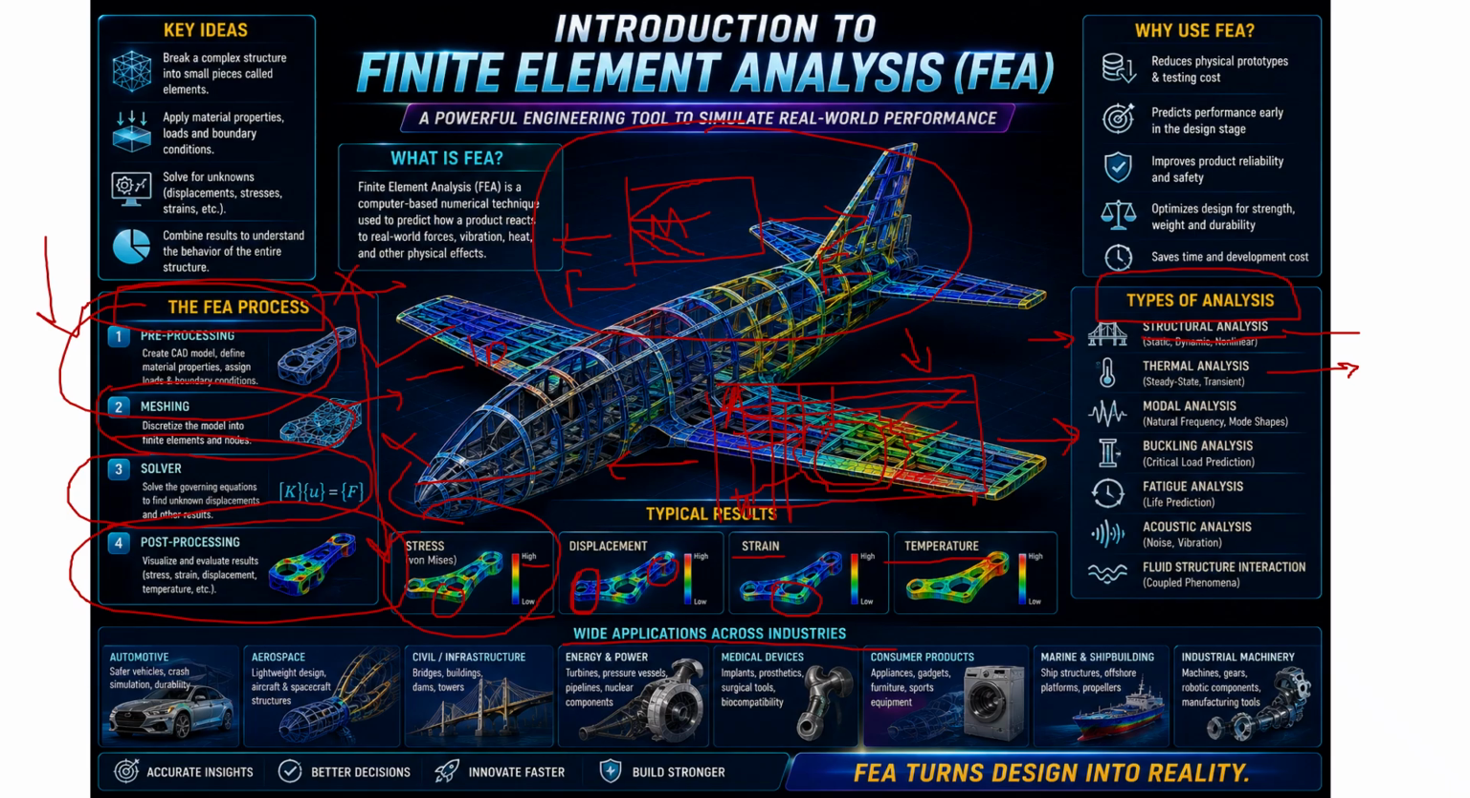Modal analysis means you can apply different frequencies and see how the component is going to behave. So this comes under the modal analysis. Then buckling analysis. Buckling analysis is how your part is going to buckle in different loading conditions. You can predict whether that part can get buckled or not. So that also comes under the buckling analysis.